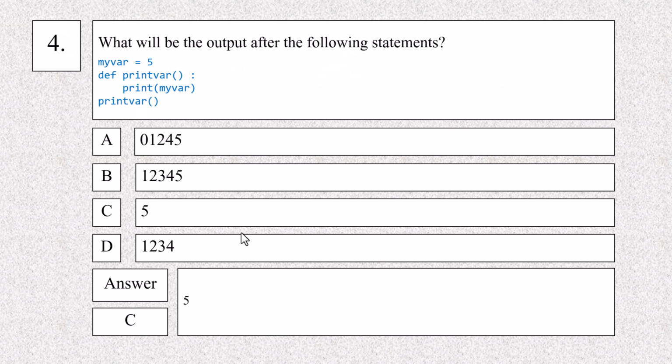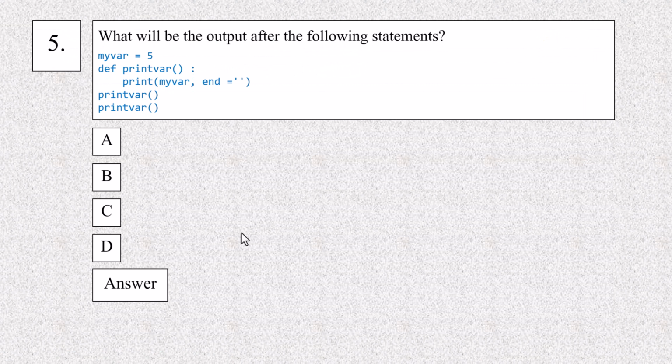Now we'll go to our next question, question number 5. What will be the output after the following statement? Here you can see the previous code and this code is pretty similar, but the difference is in print function we have a parameter end and we are calling the function 2 times. So what will be the output for this code?